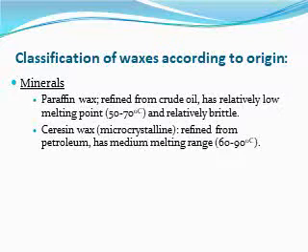Classification of the wax according to the origin. Minerals اللي هي تكون paraffin wax refined from crude oil has relatively low melting point about 50-70 and relatively brittle. السيريزينز wax المايكروكريستالين اللي هو refined from petroleum has medium.